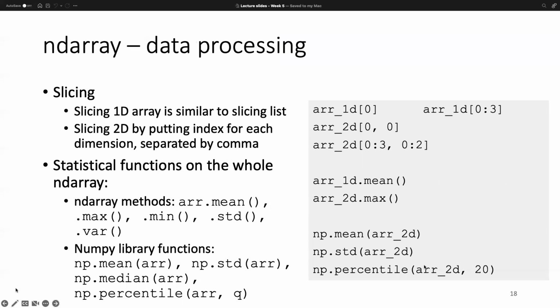When it comes to data processing, the way we access the elements is mostly similar. We can use the index, right? Depending on the dimension of the arrays, we may use multiple indices. It's basically similar to how we access the lists. And we can use a series of built-in functions to get summary statistics such as the mean, max, standard deviation, percentile, etc. And note this is using the numpy functions. This is using the methods of the object itself.